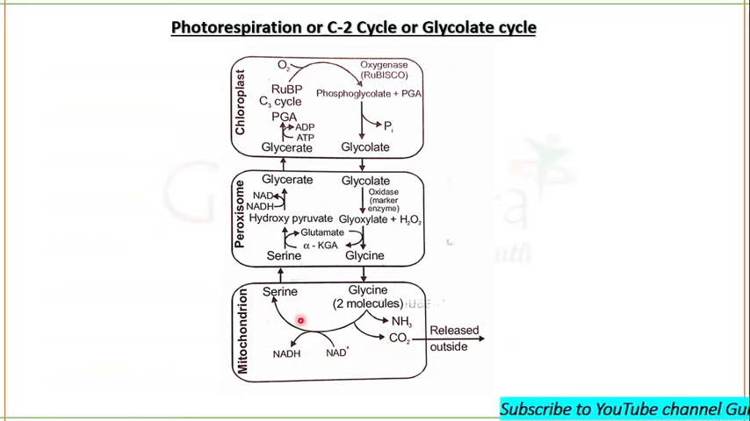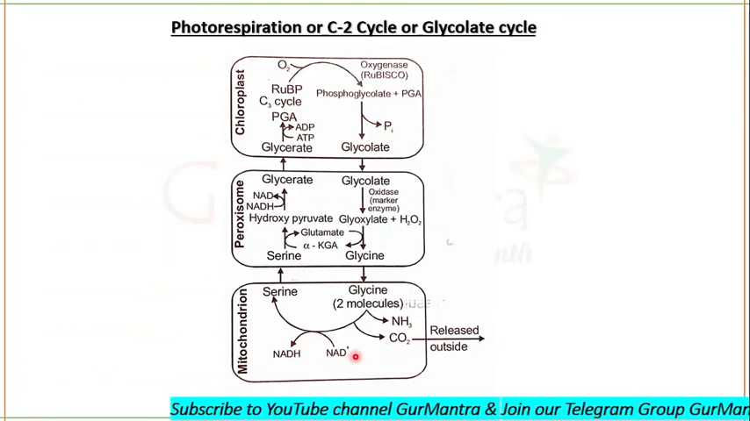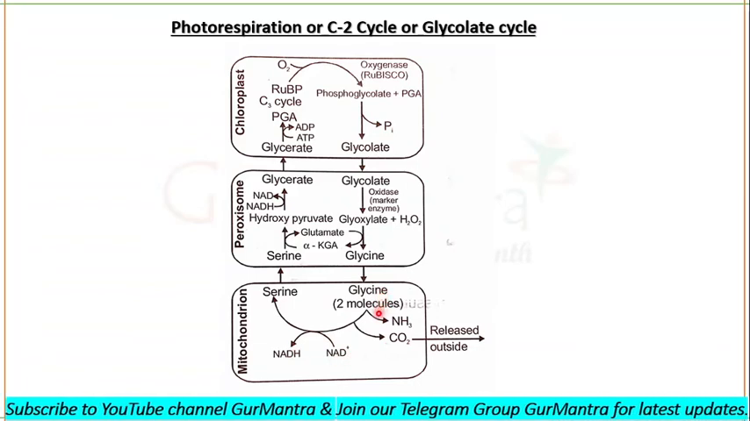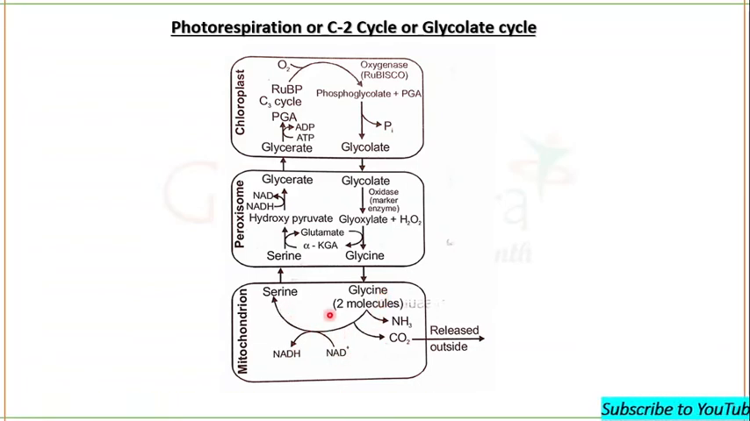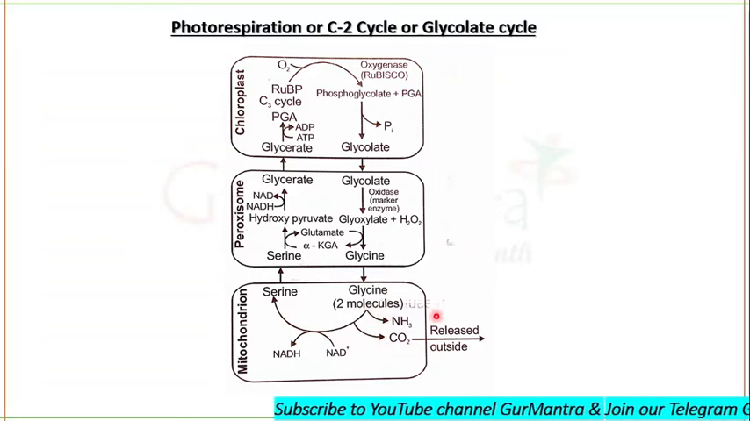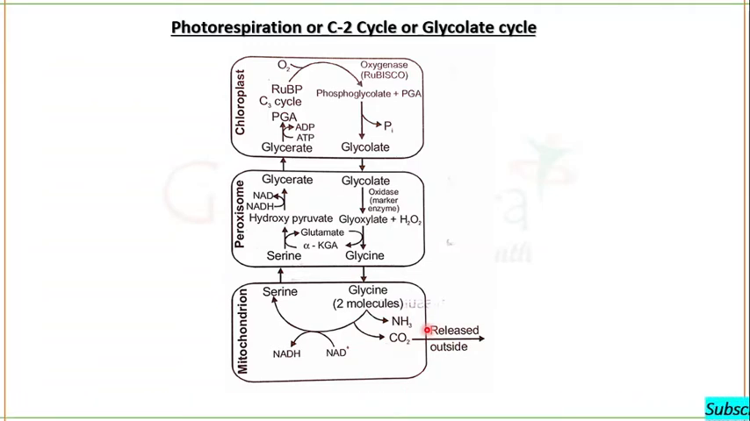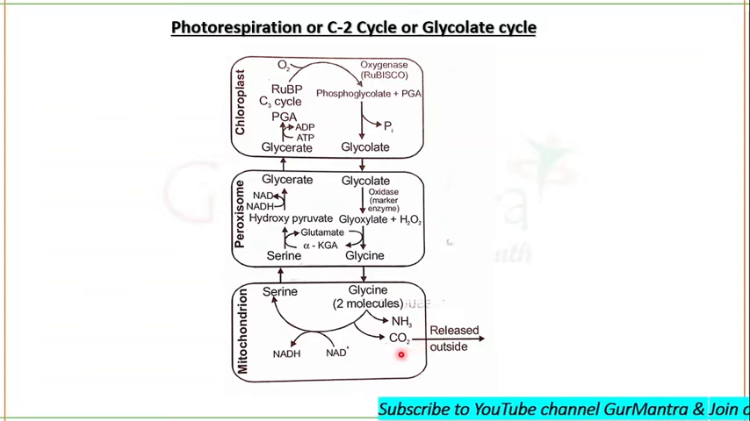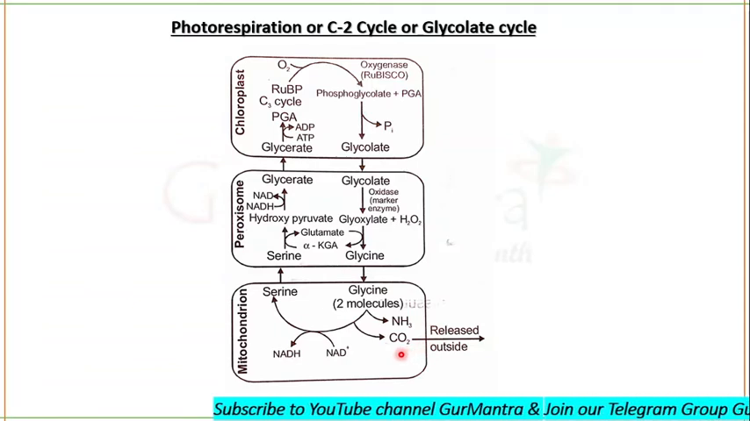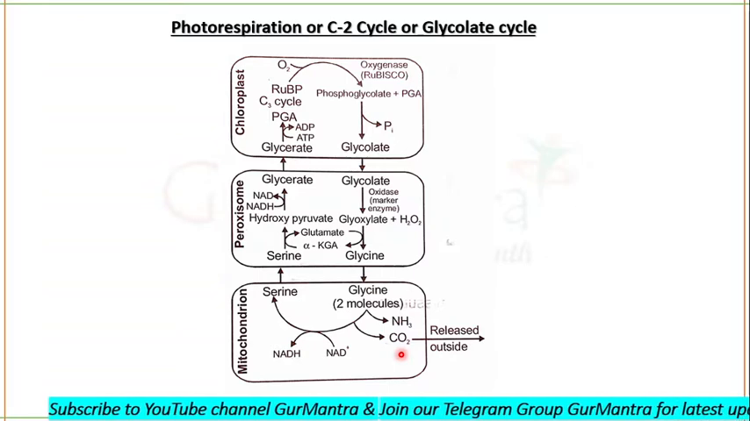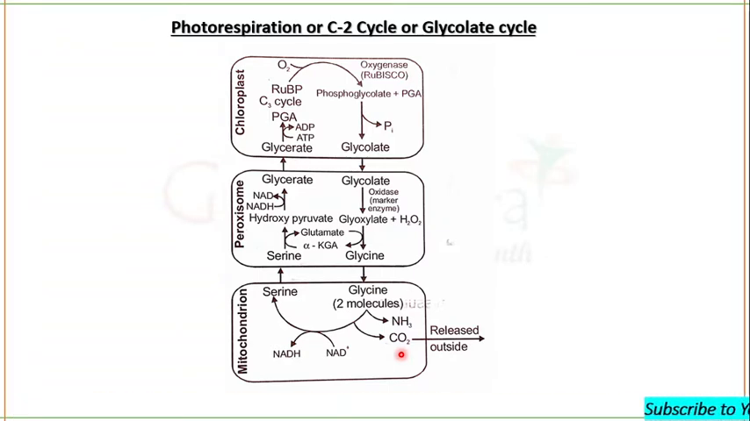Okay, in the mitochondrion. So here NAD positive gets converted into NADH, and when glycine is converted into the serine, at that time you see the decarboxylation process and the release of NH3 as well. Carbon dioxide, which is needed to be fixed during the Calvin cycle, is being unfixed during the photorespiration. Okay, this is one of the biggest disadvantages of this photorespiration. Carbon dioxide is released to outside.